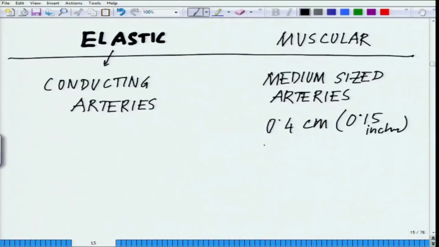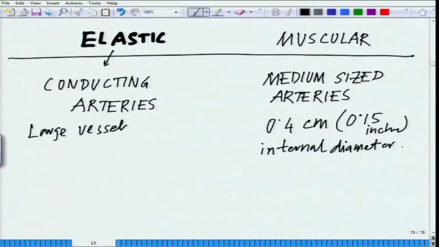Wherever I am mentioning in this chapter, these are all internal diameter. Be careful, these are all internal diameter. And in terms of conducting vessels, these are large vessels, and they have a diameter of 2.5 centimeter or approximately 1 inch. These are much larger cross sectional vessels. Okay. These are the first two features.